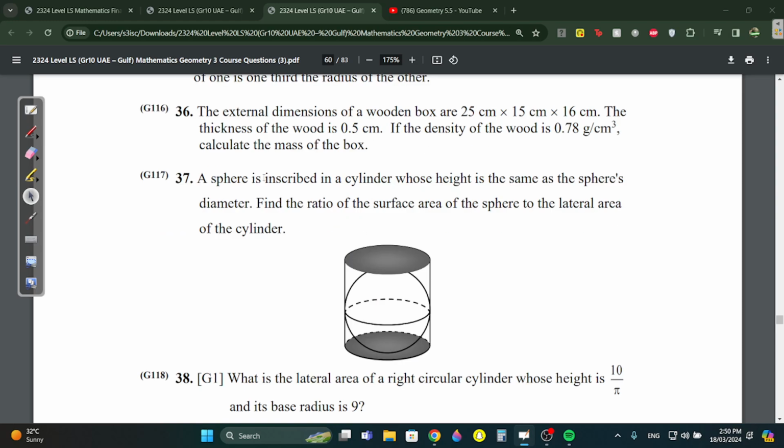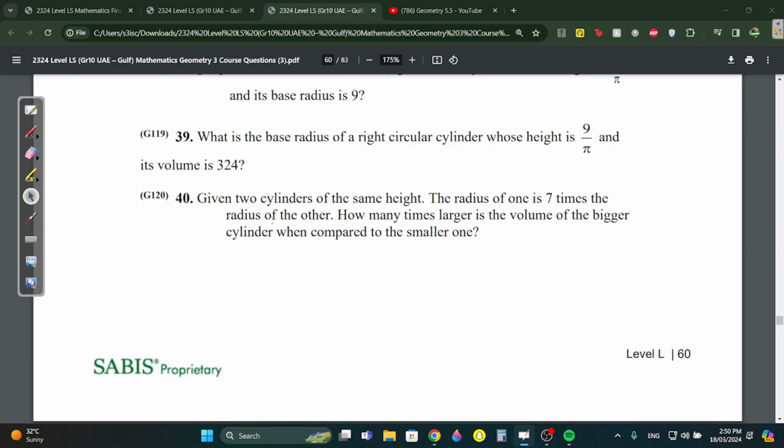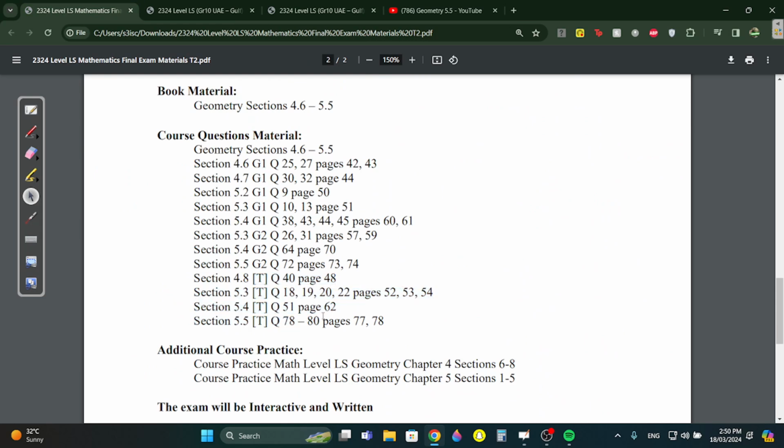I think the top questions include this one up here. Oh, I skipped it, but I think we come back to it. Yeah, the tops are at the end.